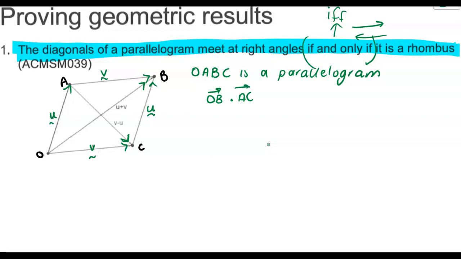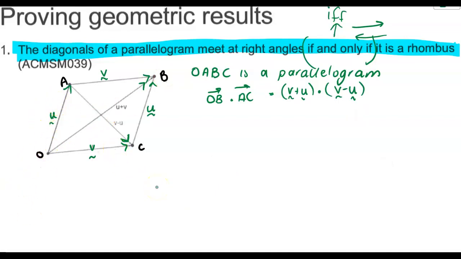So we want to have a look at the dot product of those. Thinking back to our rules for the dot product, that looks at cos of theta, and always, if things are perpendicular or they meet at 90 degrees or right angles, then our dot product is going to equal 0. And that's what we want to show in this case. So the dot product of OB and AC: we know that OB is the vector V plus U, and we're going to show that as a dot product with V minus U. Okay, so there are our two diagonals.